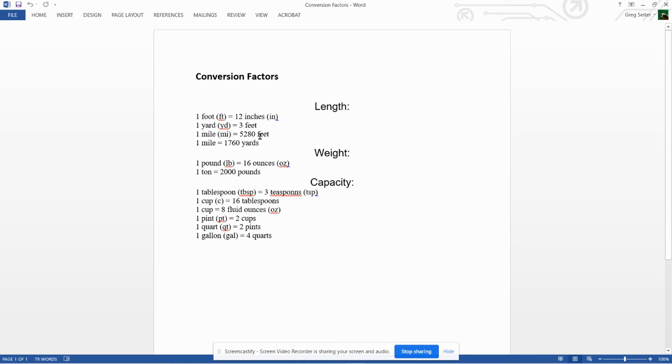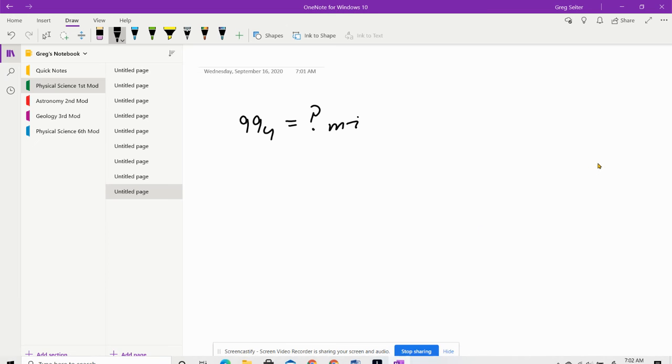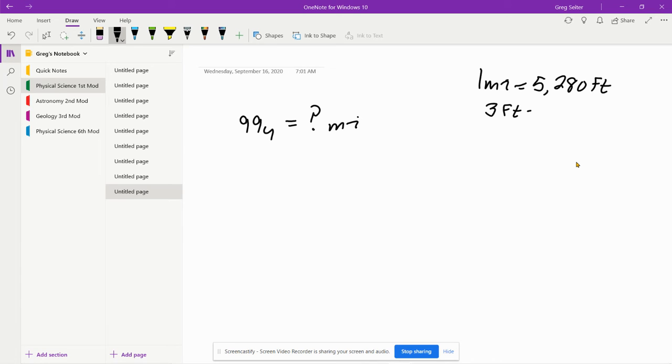So we don't have miles to yards, but we have miles to feet. So this is what's called a double conversion. And this is why you want to write these problems down like this, because it will help you. I have miles to feet, so let's write down miles to feet. 1 mile is 5,280 feet. And we know there are 3 feet in a yard.